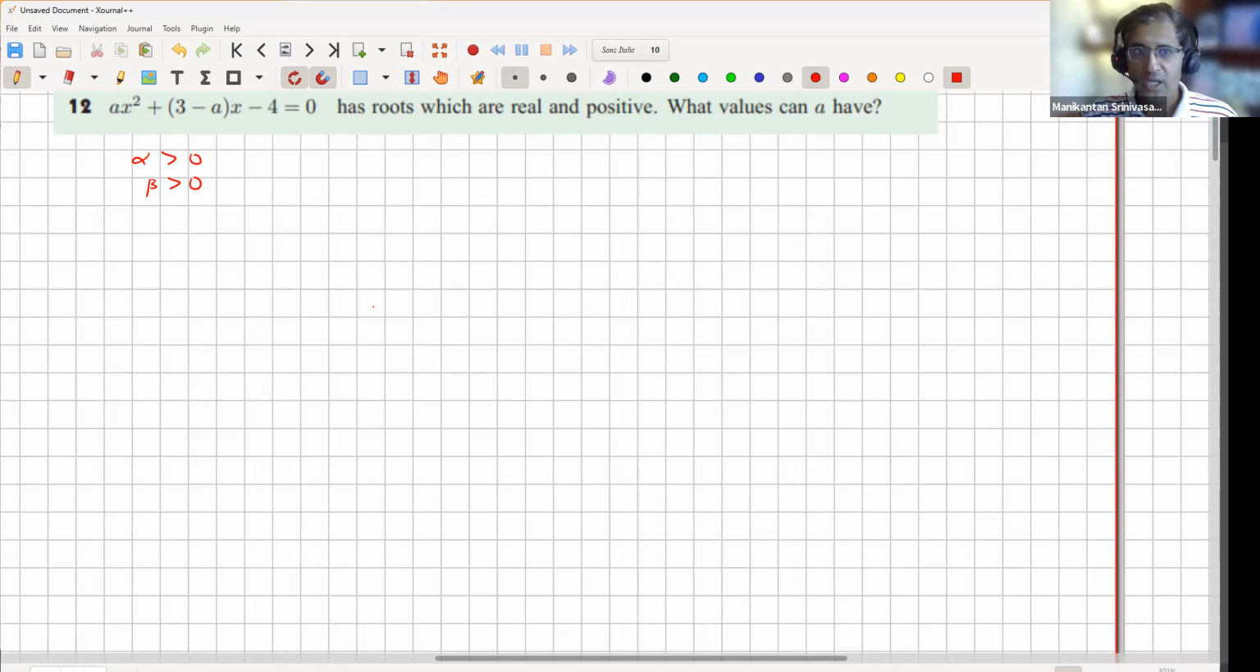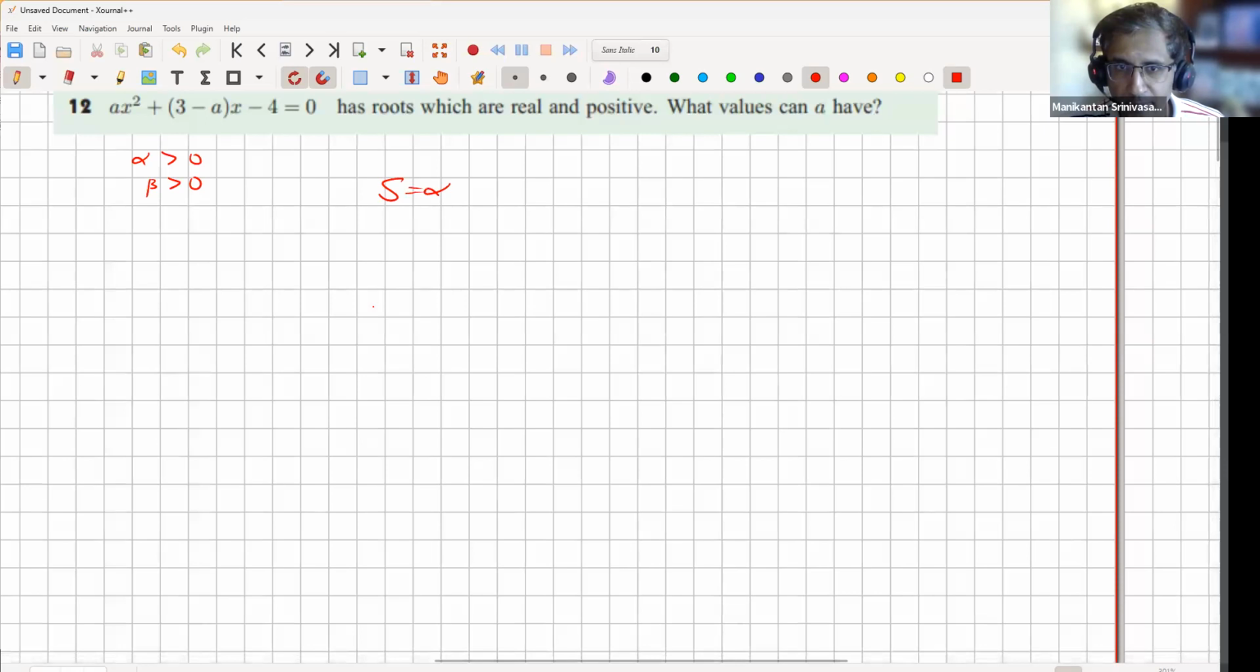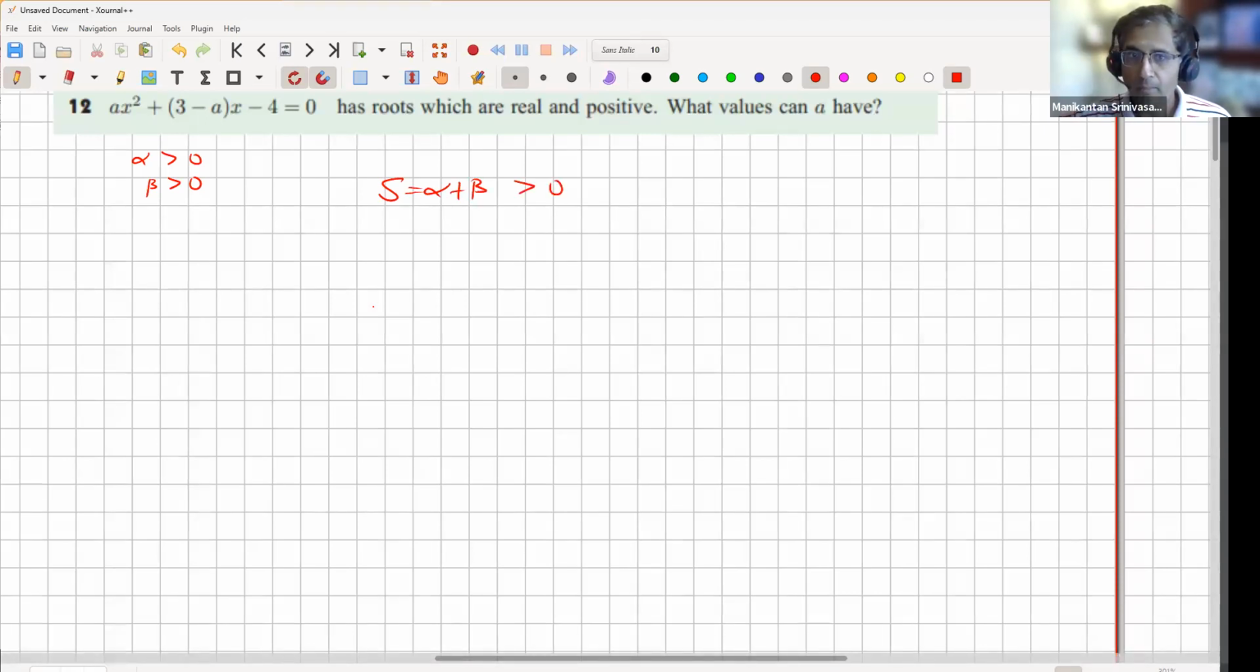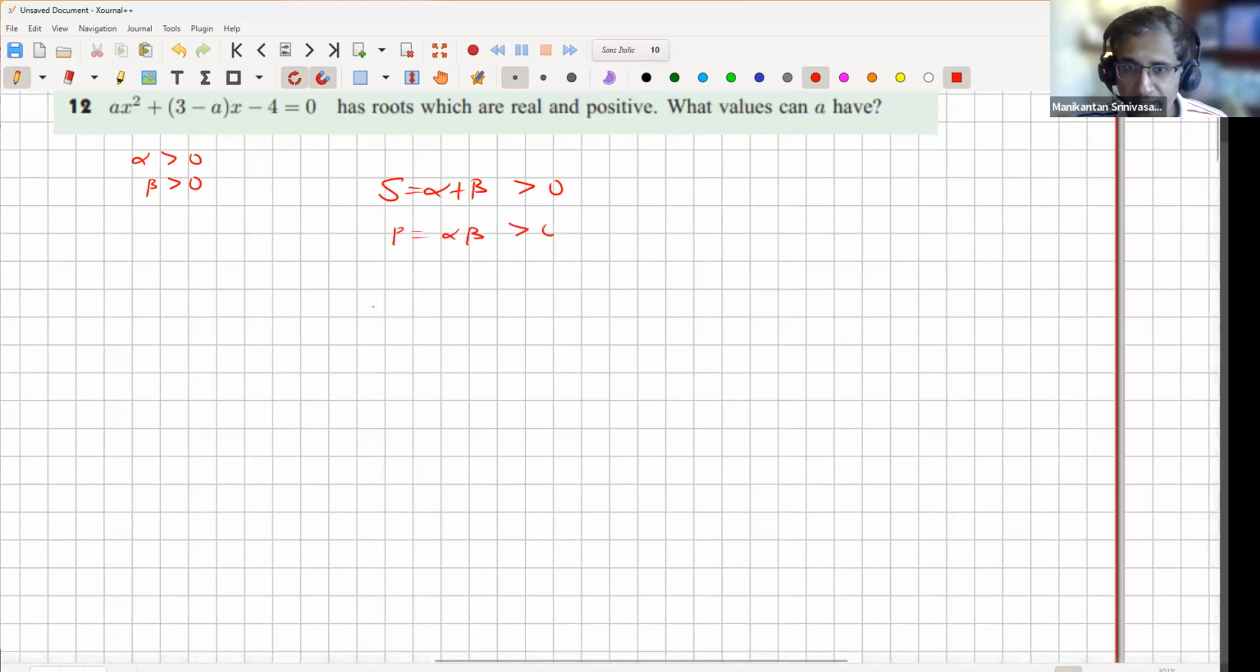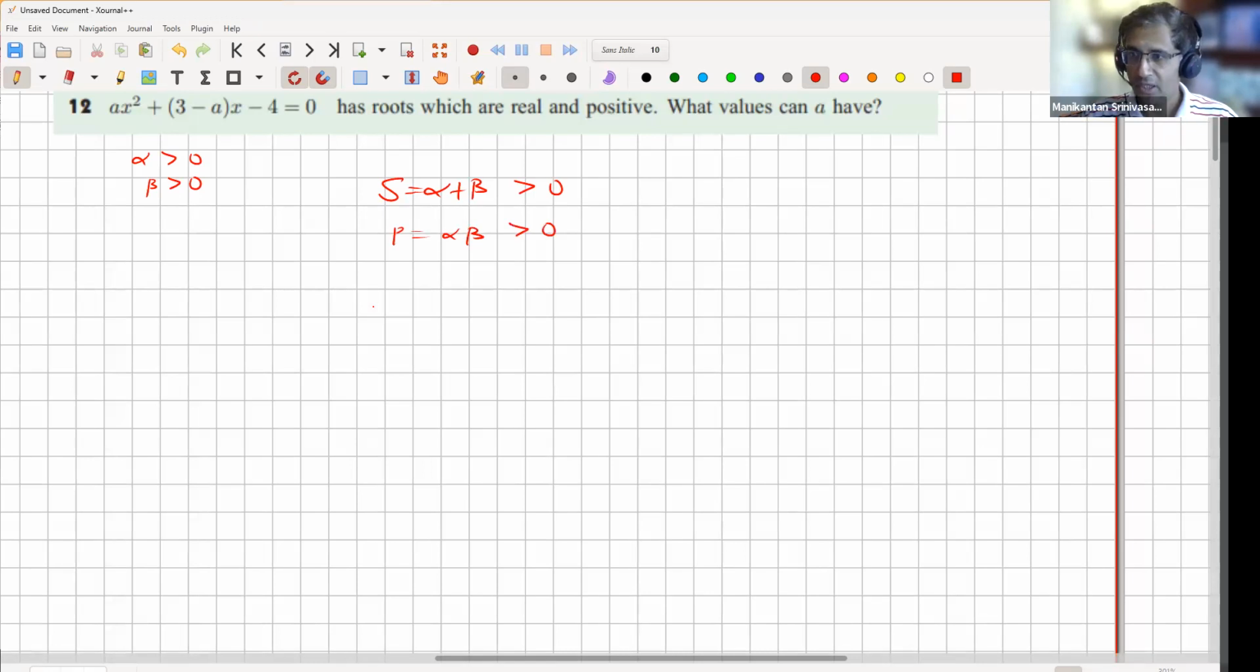Now if both alpha and beta are greater than 0, what does it mean? It means the sum, which is alpha plus beta, should be greater than 0, but the product also has to be greater than 0. Only then, okay, forget quadratics. Just think of two numbers.